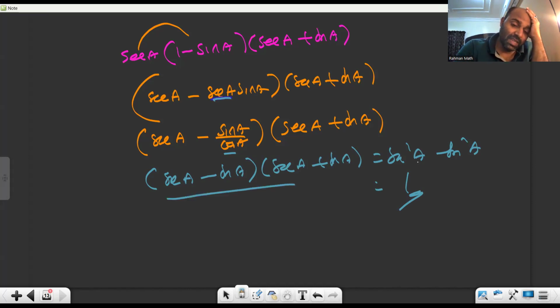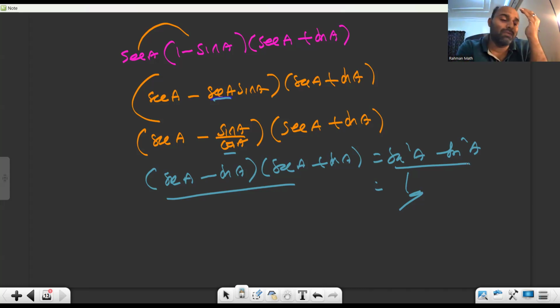A plus B into A minus B. This is an identity: A square minus B square. Cosec square A minus tan square is what? In the beginning, I told you, whenever you are practicing trigonometry, in that sheet, the first part: convert in sin and cos. Write it in a table and stick it in front of you. When you're sticking it, you can easily remember, even in the exam.